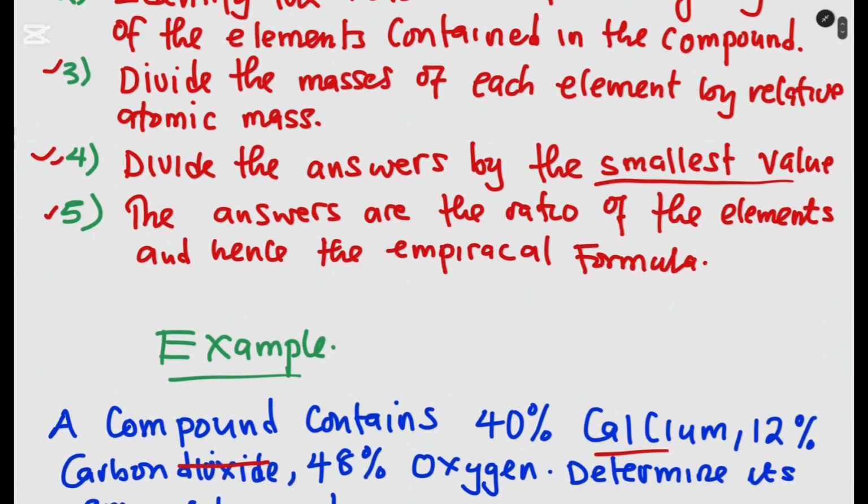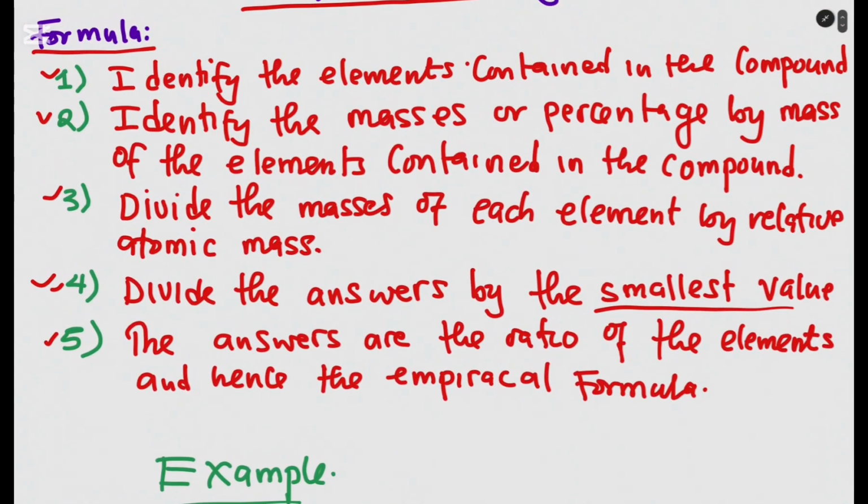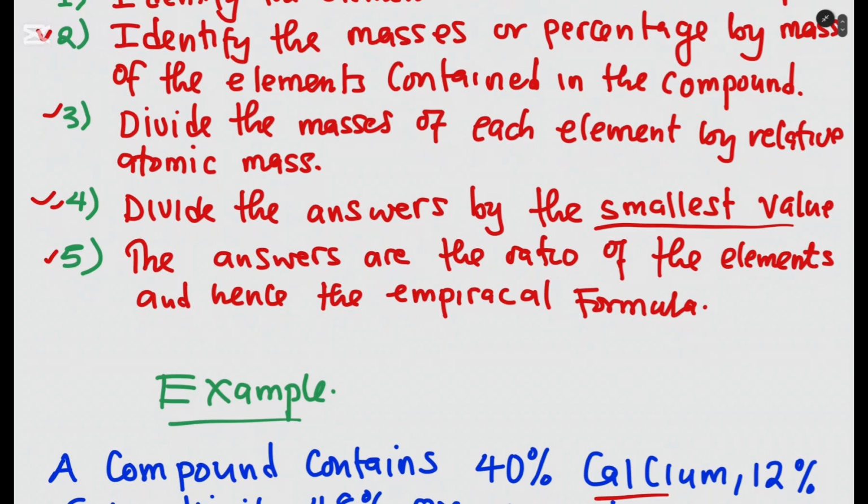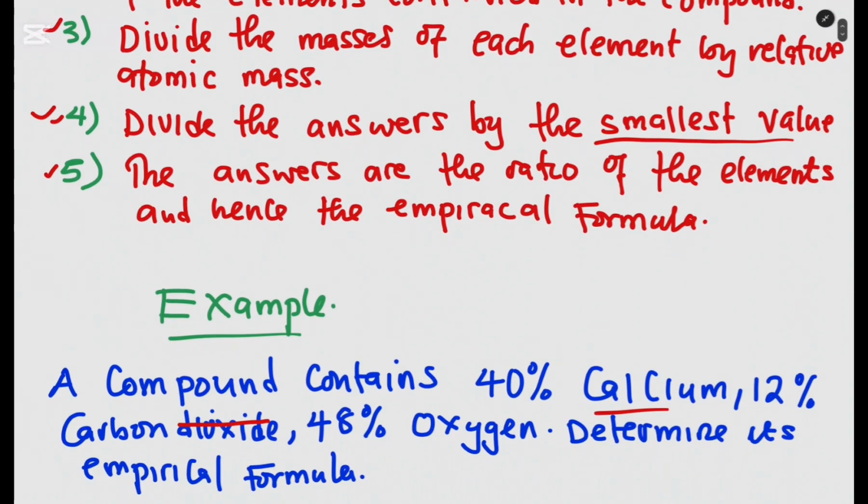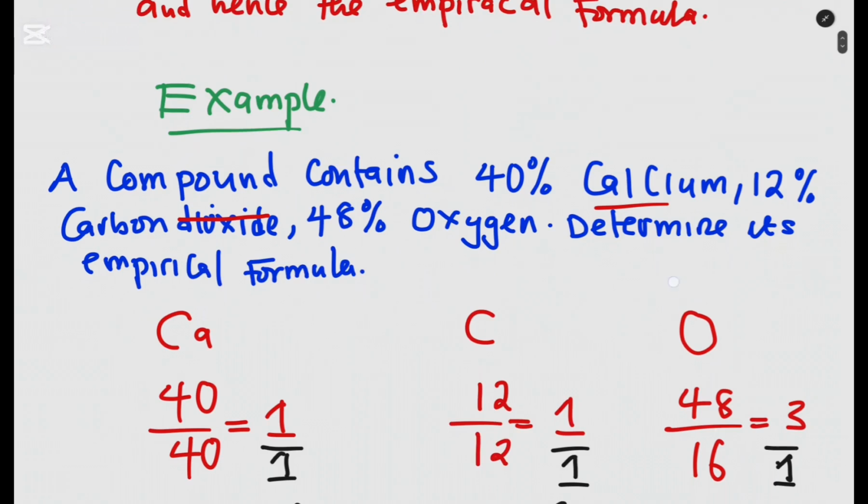So let us go through the steps once again. The first one, identify the elements contained in the compound, like we've done. Then the second one, identify the masses or percentages by mass of the elements contained in the compound. The third step is divide the masses of each element by the relative atomic mass of the elements. Now you are going to divide by the smallest number the answers that you find, and finally you write the empirical formula.